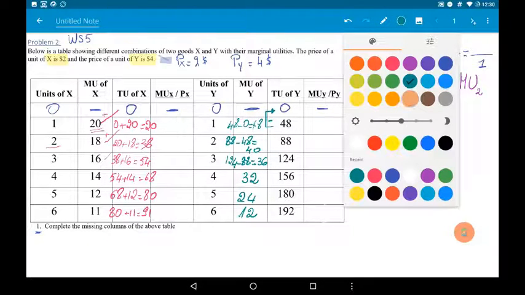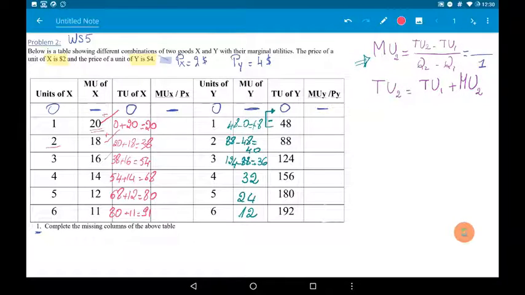Finally, to complete this table, we need to calculate the marginal utility per price. So marginal utility for X, this is it, for quantity equals 1. This is the marginal utility for X. And this is the price for X. So it's 20 over 2, which is 10. 18 over 2, which is 9. 16 over 2, which is 8. 14 over 2, which is 7. 12 over 2, which is 6. 11 over 2, which is 5.5.